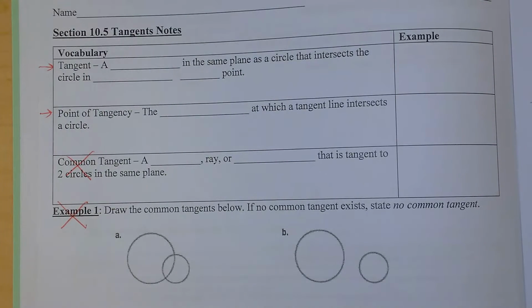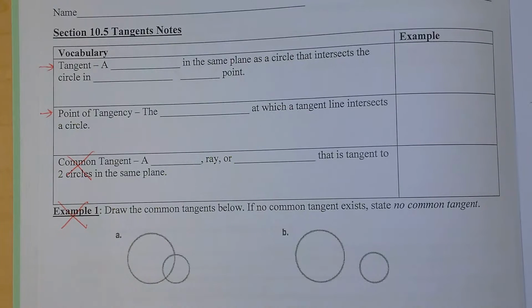So in section 10.5, we're going to be talking about a new type of circle vocab word, which is tangent. A tangent is probably new to most of you. So I'm going to give you the definition and then show you how it works and a couple theorems that have to do with tangents.